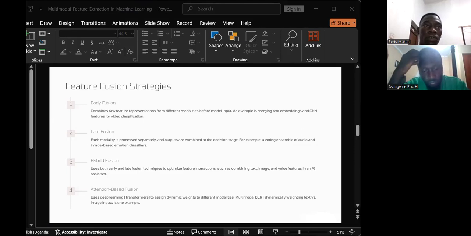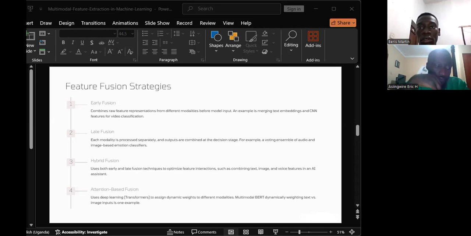Let me say a chef who is cooking. They can either first mix up all the ingredients and then cook them all at once, which is early fusion. So early fusion is where we get all the raw data in the different modalities: text, image, video, and audio. We get the raw data, then feed them into the ML model. So with that, the model can later learn from that data.